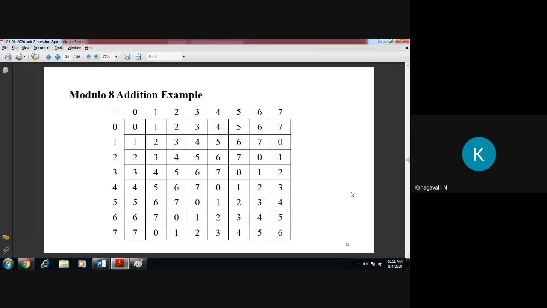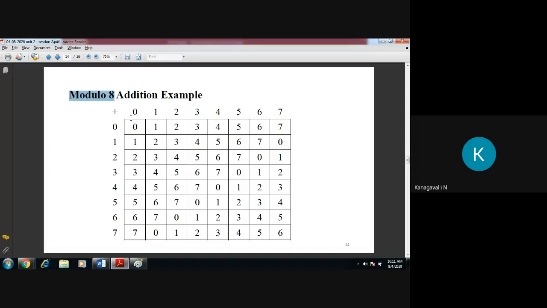Check this modulo 8 addition example here. I'm writing the addition as a matrix representation, right? So consider rows 0 to 7 and columns 0 to 7, just to perform addition of these two things. Here your input is modulo 8. Based on your given requirement, you have to change your matrix, right?